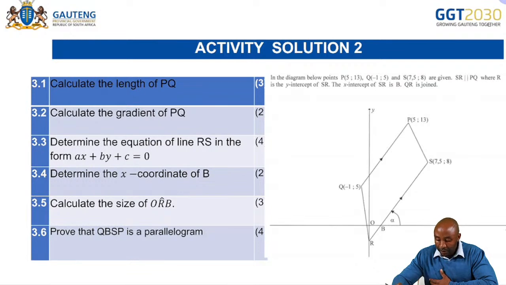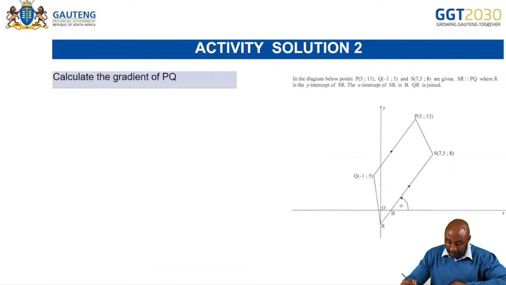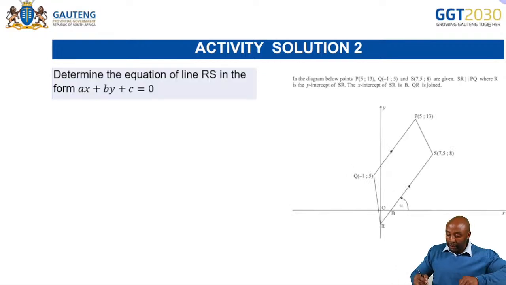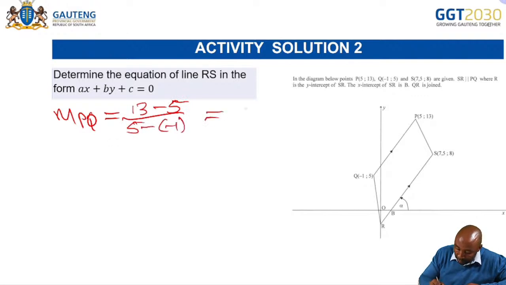We should be able to do that one. We got the gradient of PQ. Therefore, we use the gradient of PQ to get the gradient of RS, as those are parallel lines. And we use the gradient that we got, and we use the coordinates of point S to get the equation of our line. I suppose those who managed to do that question quickly, you will realize that the gradient of PQ is, we got it as 13 minus 5 over 5 minus negative 1, and we got it as 8 over 6, which is 4 over 3.